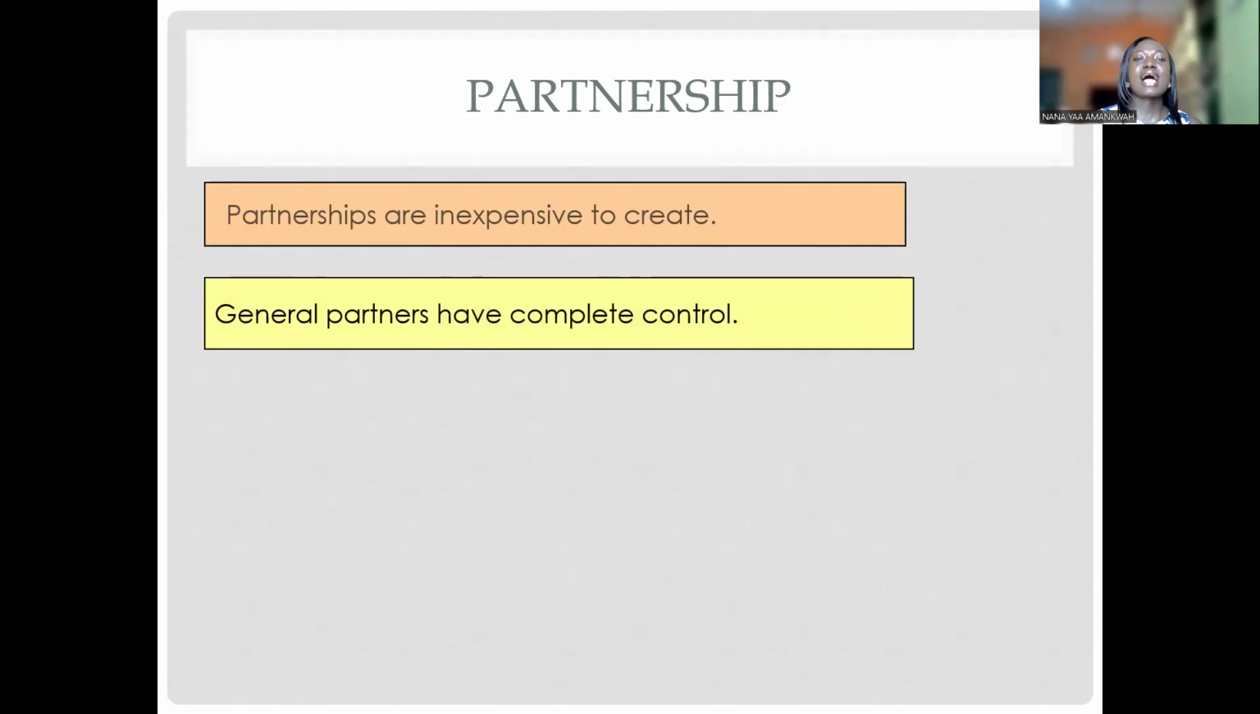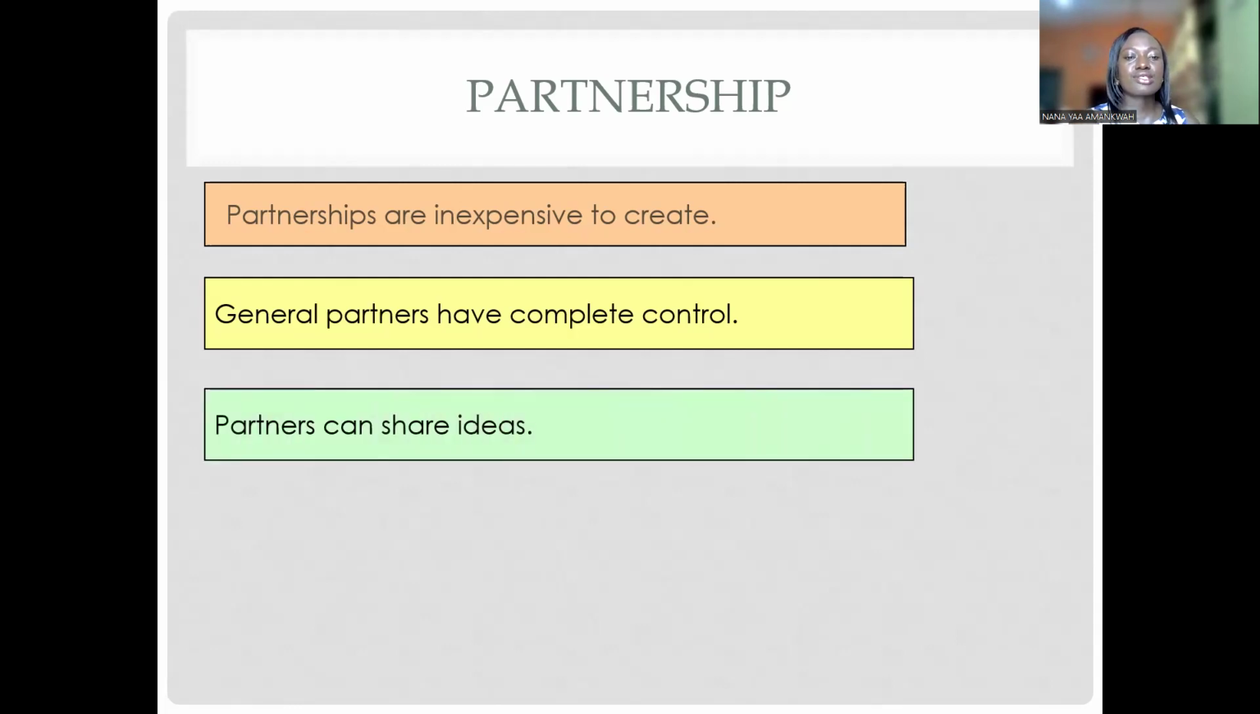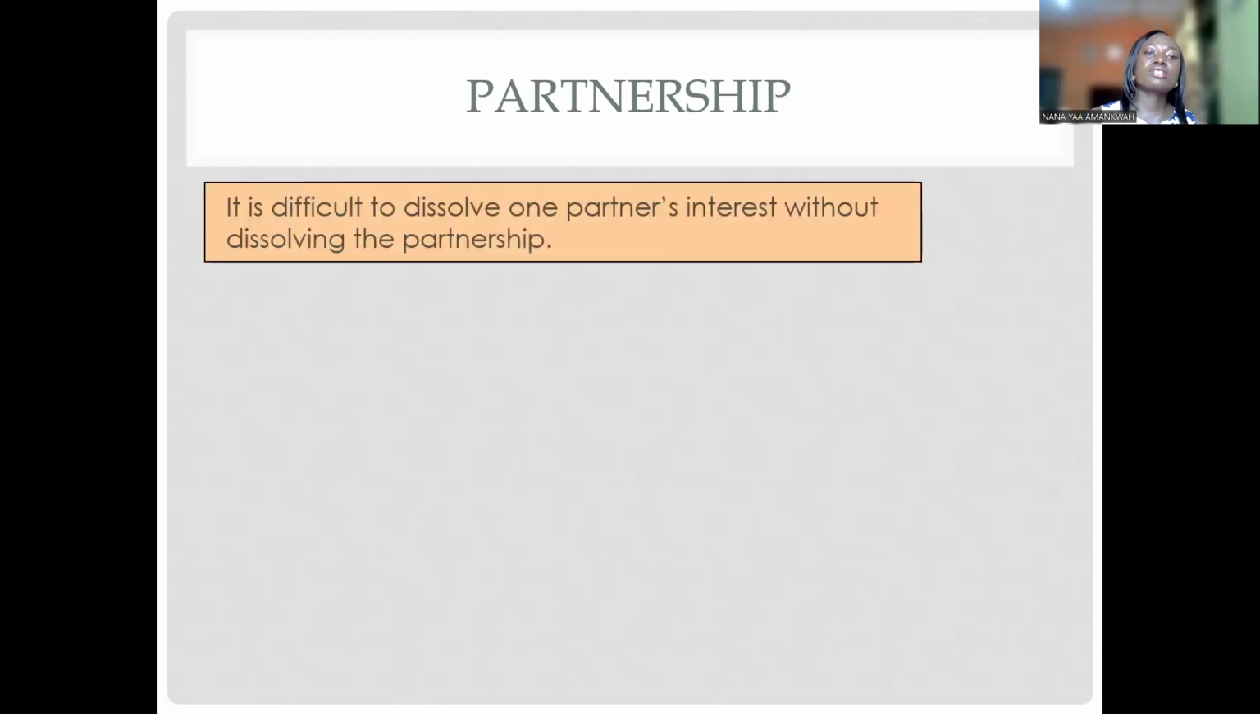Okay, general partners have complete control. If you're a general partner, you have complete control. So these are some of the characteristics. Now, partners can share ideas. It's difficult to dissolve one partner's interest without dissolving the partnership. So once one person is not interested in a partner, I mean, we are two. It's just like being in a marriage, a friendship, a relationship. Once the other person doesn't want it anymore, then it's almost gone.